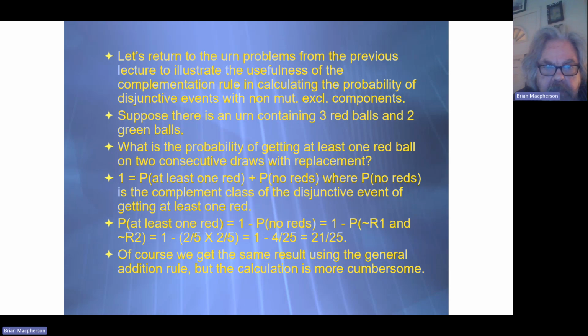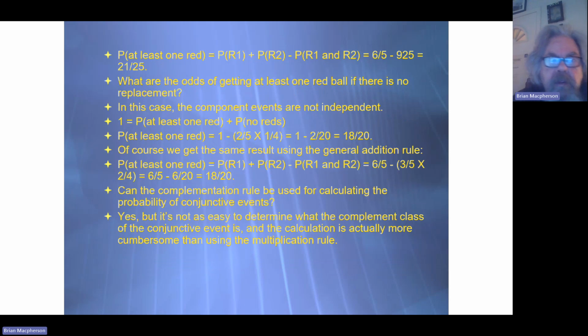And so here it is on the next slide. It's a little more cumbersome. So again, the probability of getting at least 1 red is the probability of getting a red on the first, which is 3 out of 5, plus the probability of getting a red on the second, which is 3 out of 5. Now if you don't subtract, then you're going to be in trouble because you're going to get 6 over 5. And as we know, 6 over 5 is not a meaningful probability.